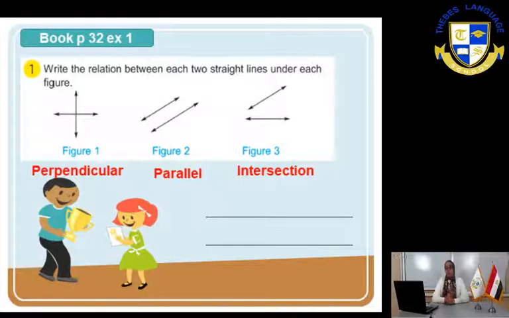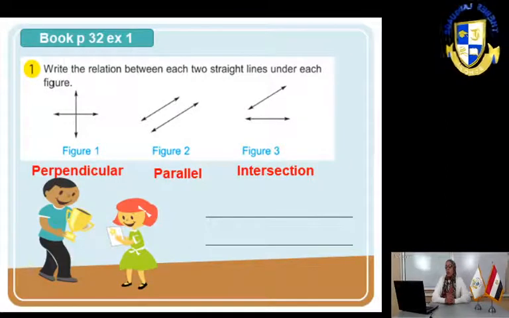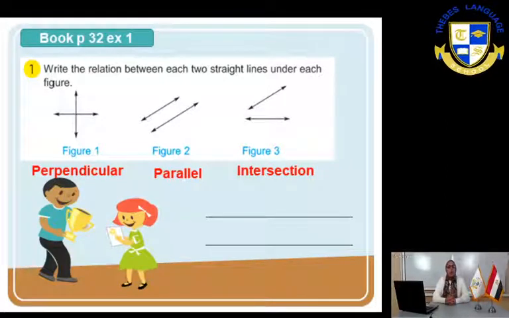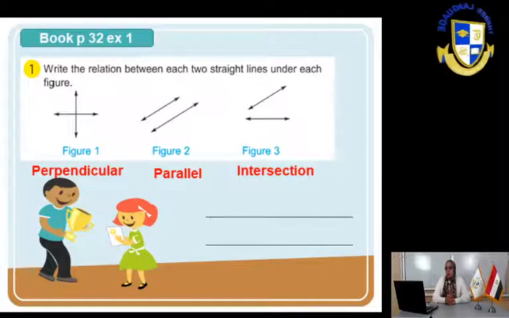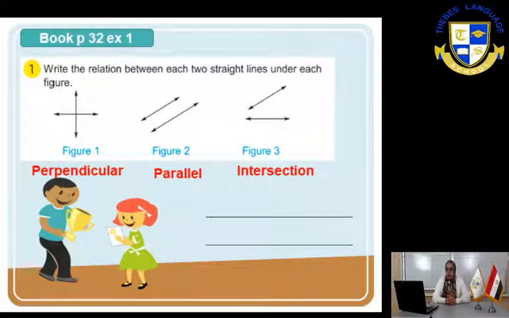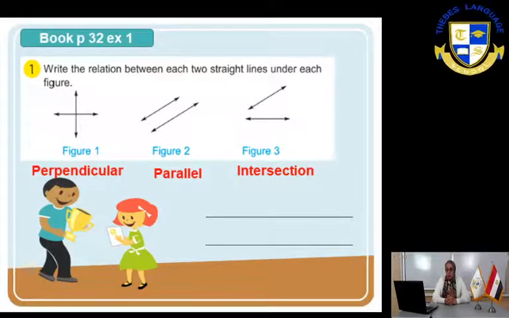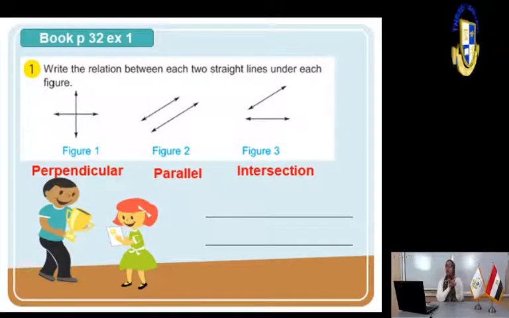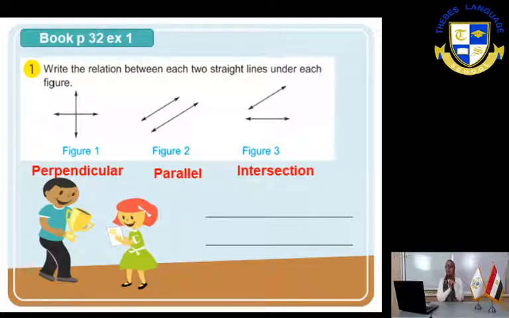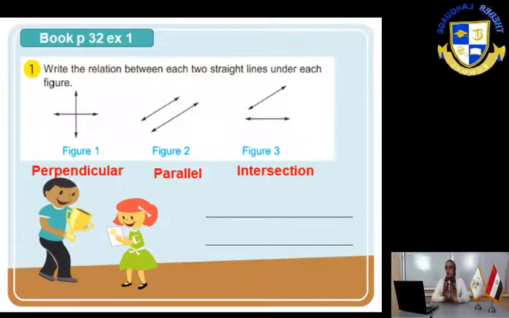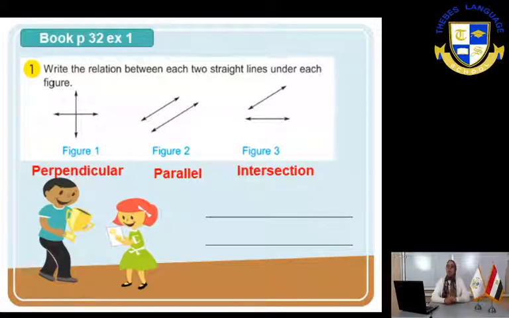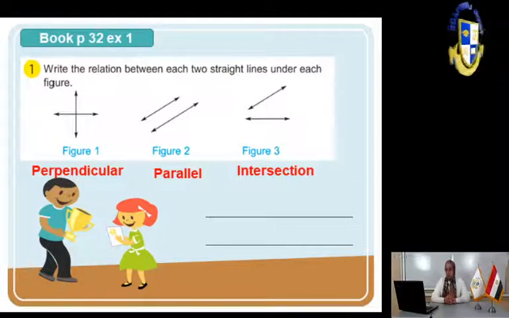Now, the first exercise. We need to write the relation between each two straight lines in these three figures. The first figure. What is the type of these straight lines? Or the relation between these two straight lines? Think. Yes, they intersect each other and form how many angles? 4. Their type is right angle. So the first figure will be perpendicular straight lines.